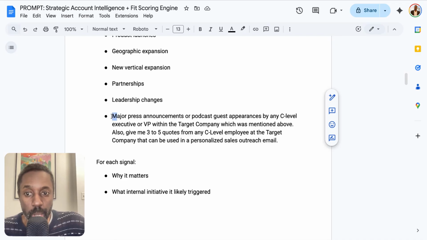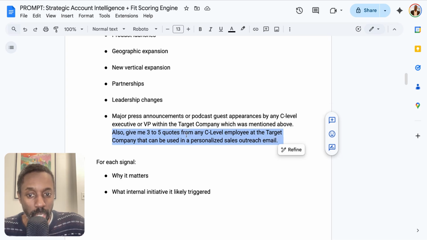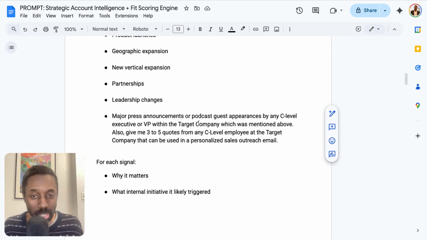This is very important. Major press announcements, podcast appearances with any C-level executives or VPs of the target company mentioned above. Also give 3 to 5 quotes from any C-level employee at the target company that can be used for personalized email outreach. So if they were on a podcast or they were quoted in a blog or news, whatever it may be, use that. It's good for personalization.